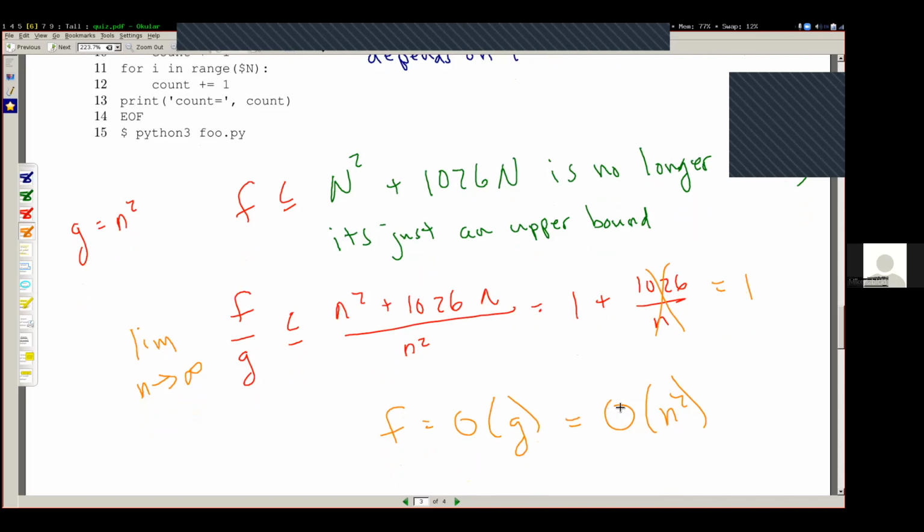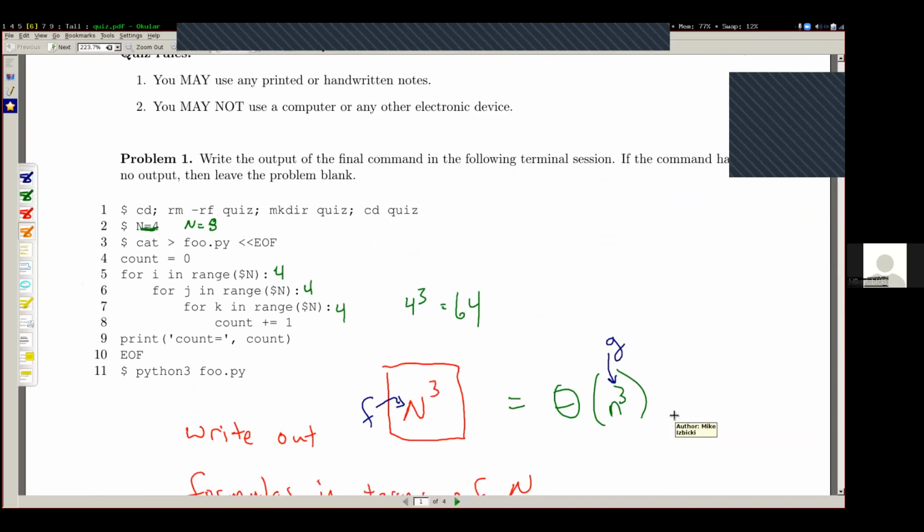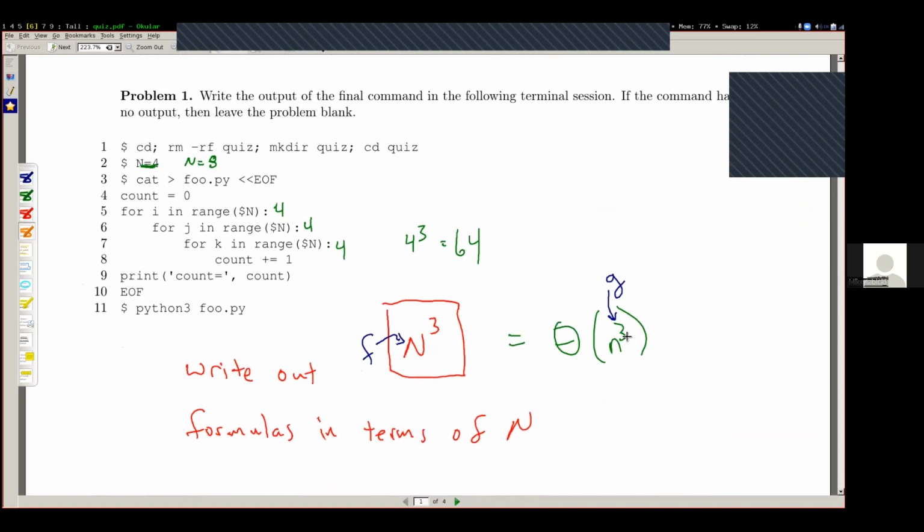Usually what we care about is these upper bounds, because with this fact that I can say that f is no bigger than n squared, that means that when I come up and compare it to this first problem, n cubed over here is bigger than n squared.